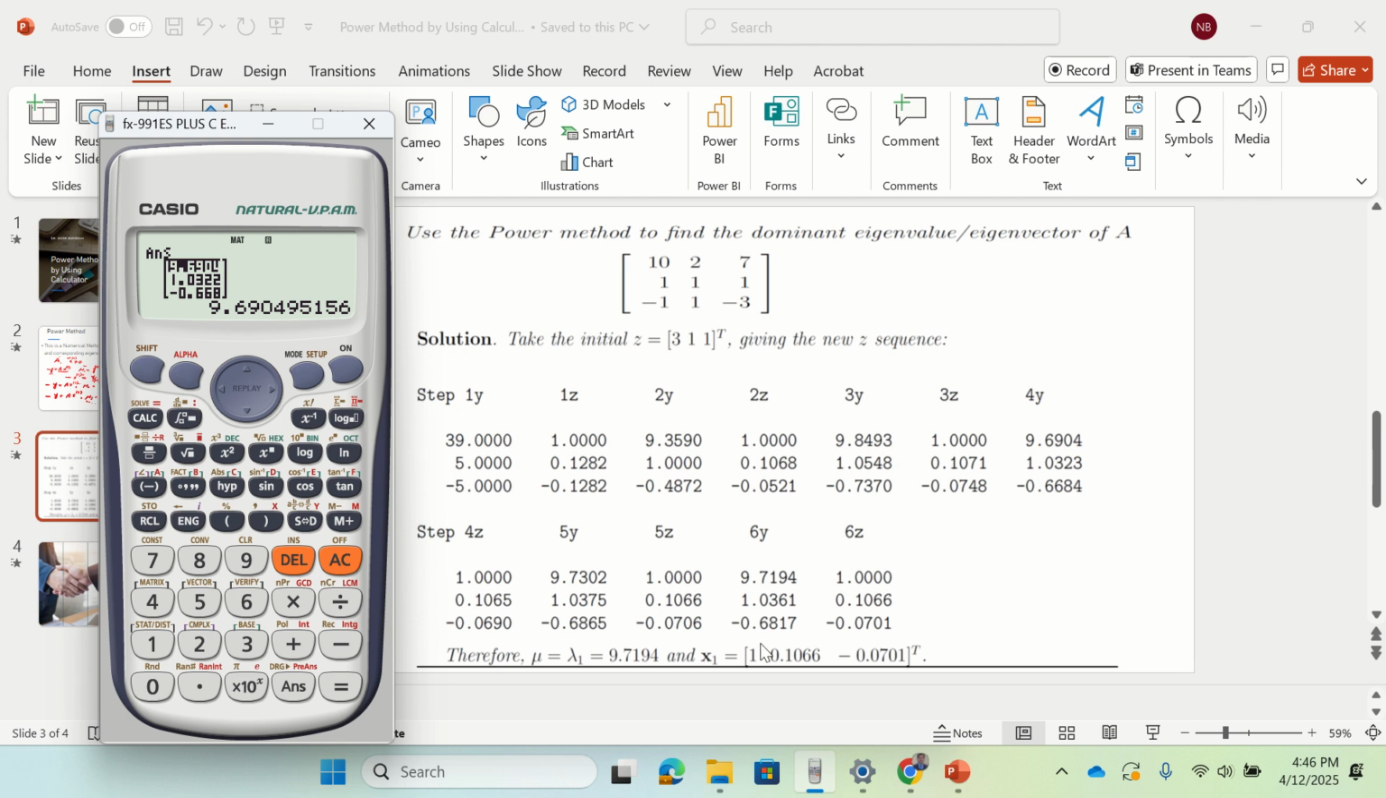At the end, it is converging towards the largest eigenvalue, and this will be the corresponding eigenvector, because we have taken this one as our mu6. Mu6, after 6 iterations, we conclude that this is our largest eigenvalue, correct up to 1 dp, and that is the corresponding eigenvector.